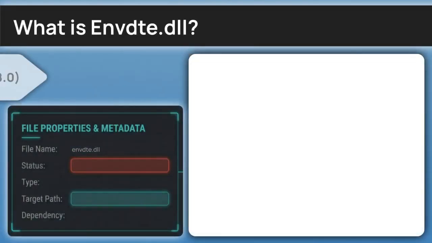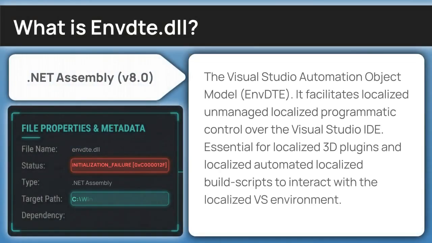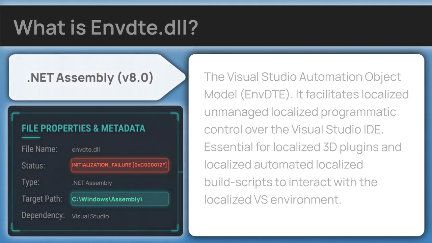This is the Envdte library, the Visual Studio Automation Object Model, Envdte. It facilitates localized programmatic control over the Visual Studio IDE, essential for localized 3D plugins and localized build scripts to interact with the localized VS environment. With the why out of the way, let's focus on getting you running again.